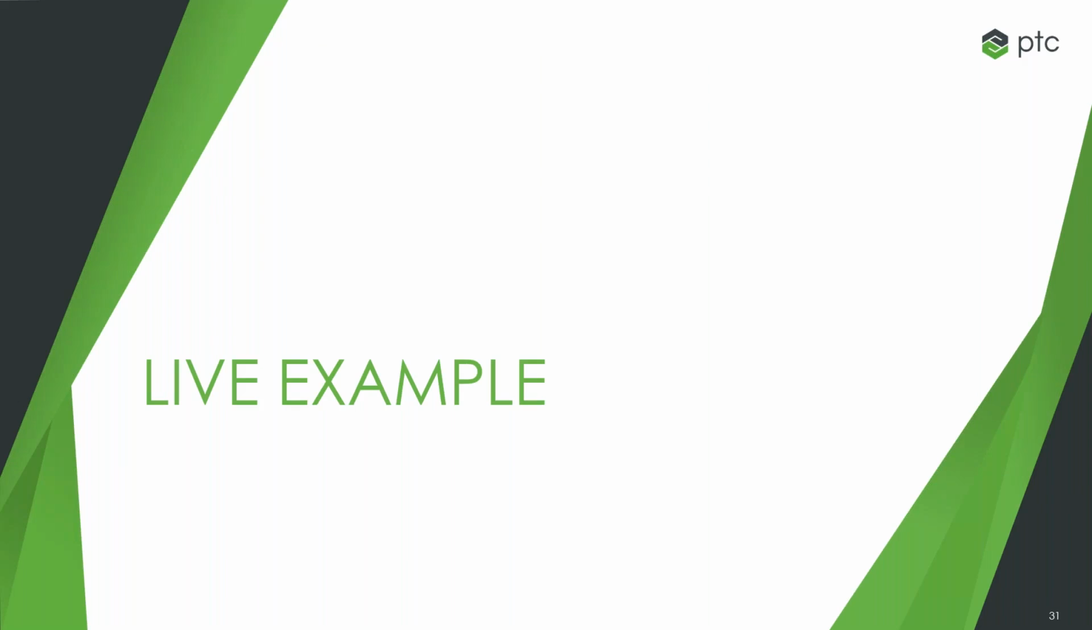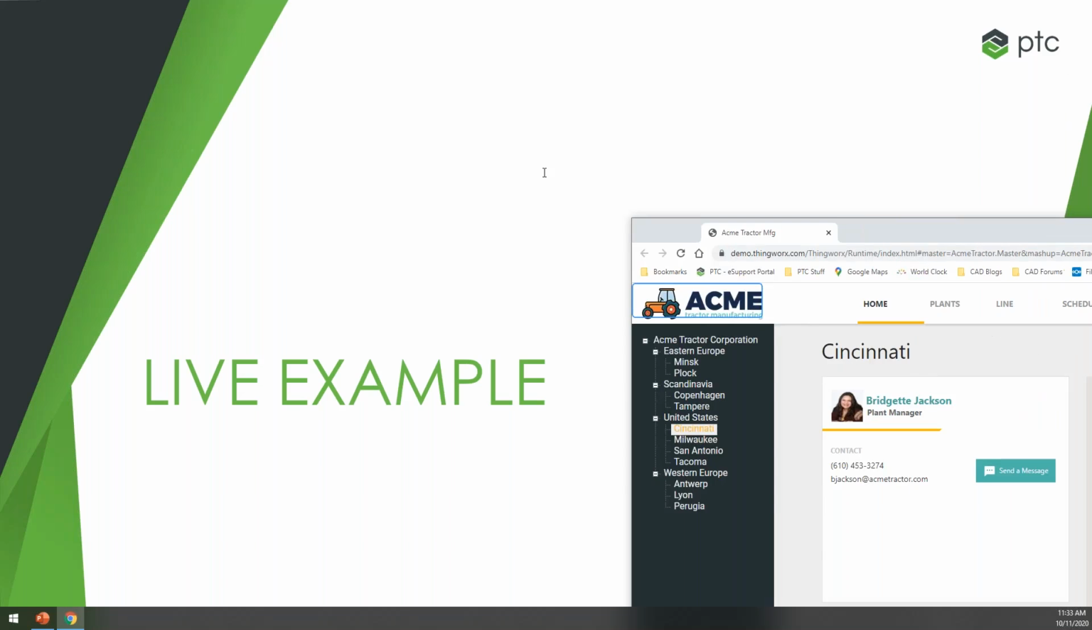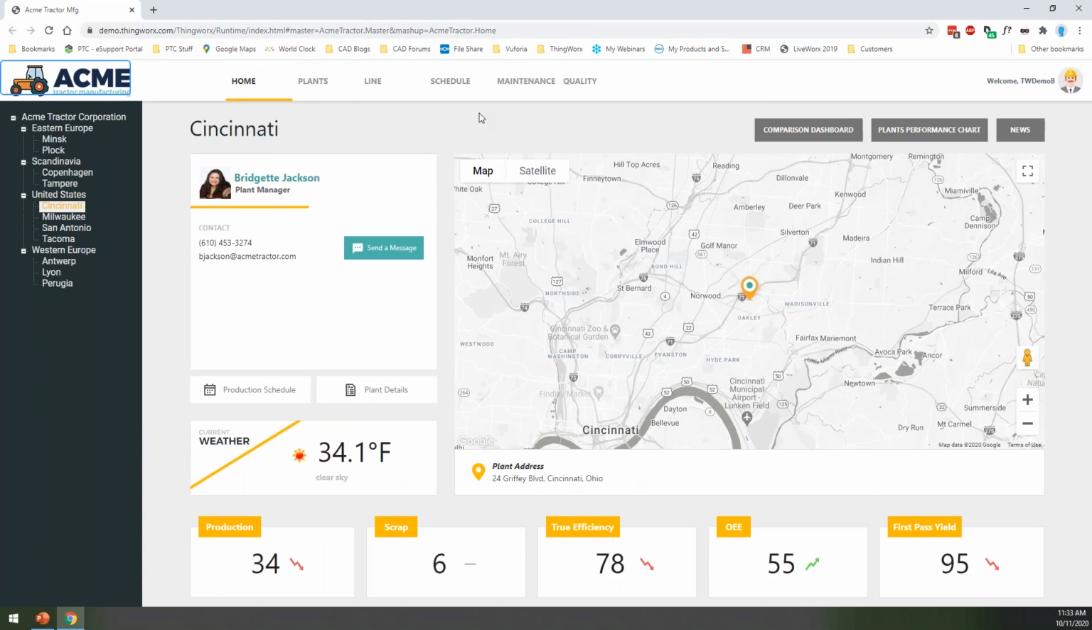So again, let's have a quick look at the types of things that people are looking at, the types of things that you can do within ThingWorks. Let me just bring up my manufacturer's dashboard here. Again, we're going to look at tractors. Previously we were looking at tractors more from a product perspective. Now we're looking at this more from a manufacturing perspective. We make tractors, Acme Tractor Corporation, right?